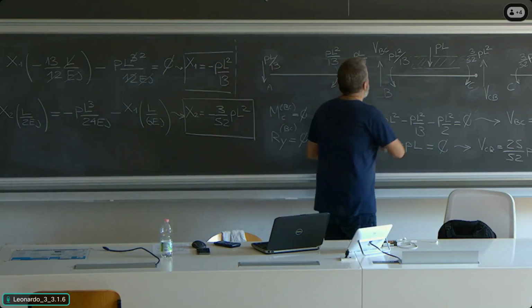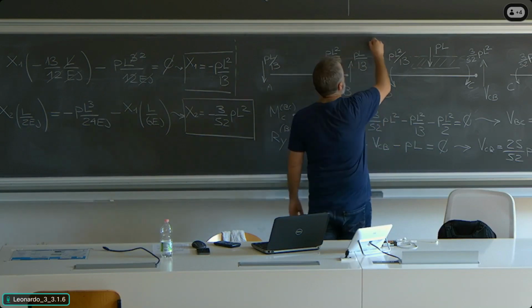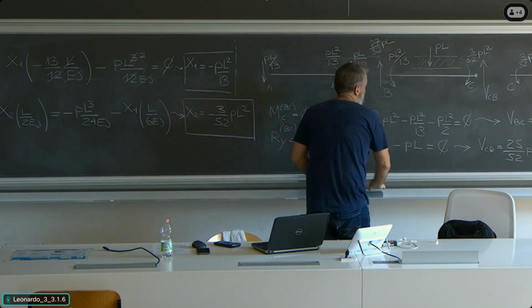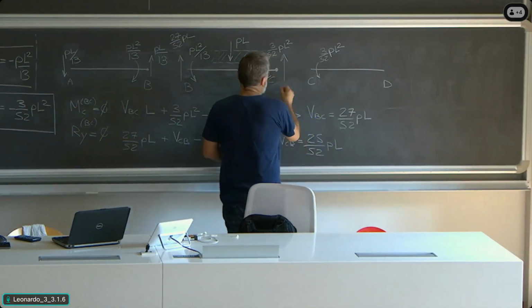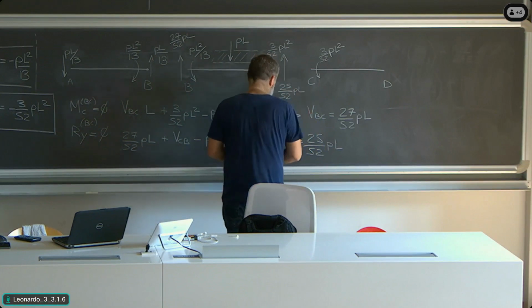So, having said this, I will now replace here VBC with 27 over 52 PL, and at the second end, this VCB with 25 over 52 PL.